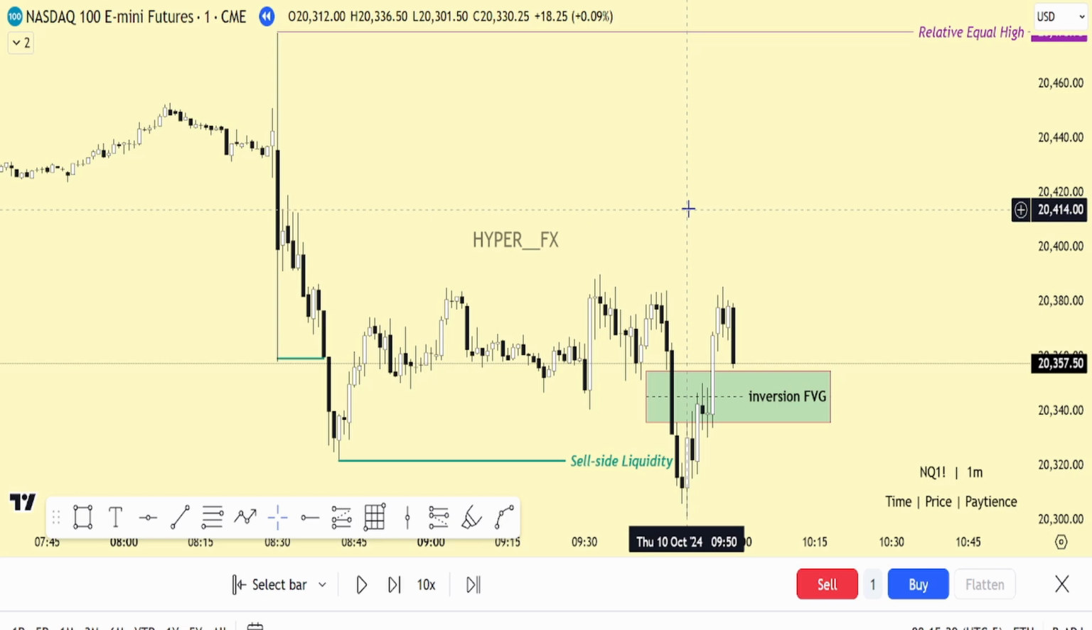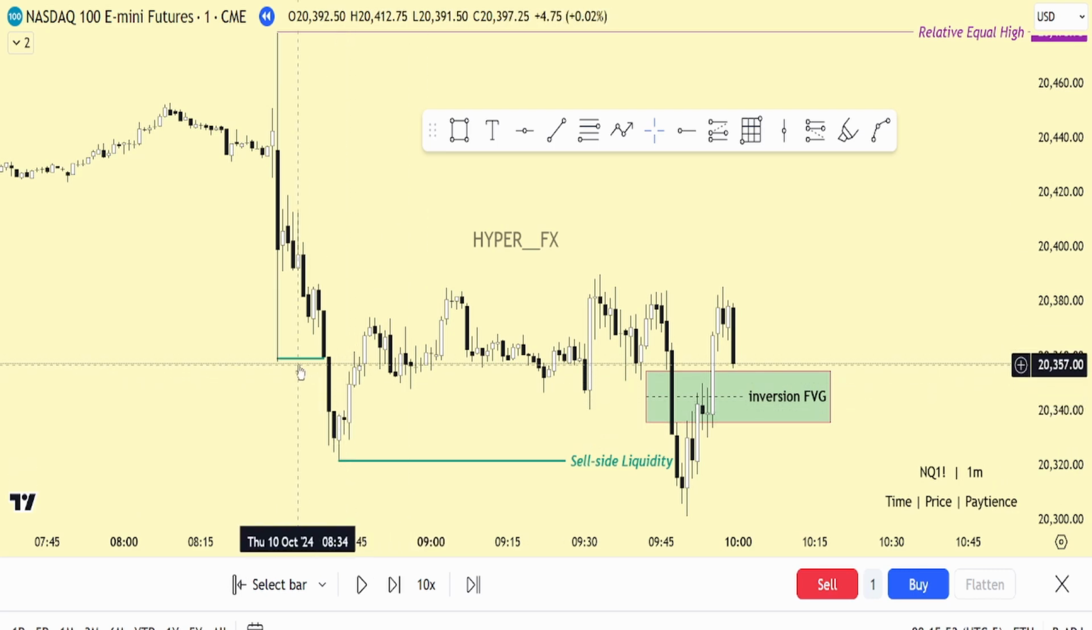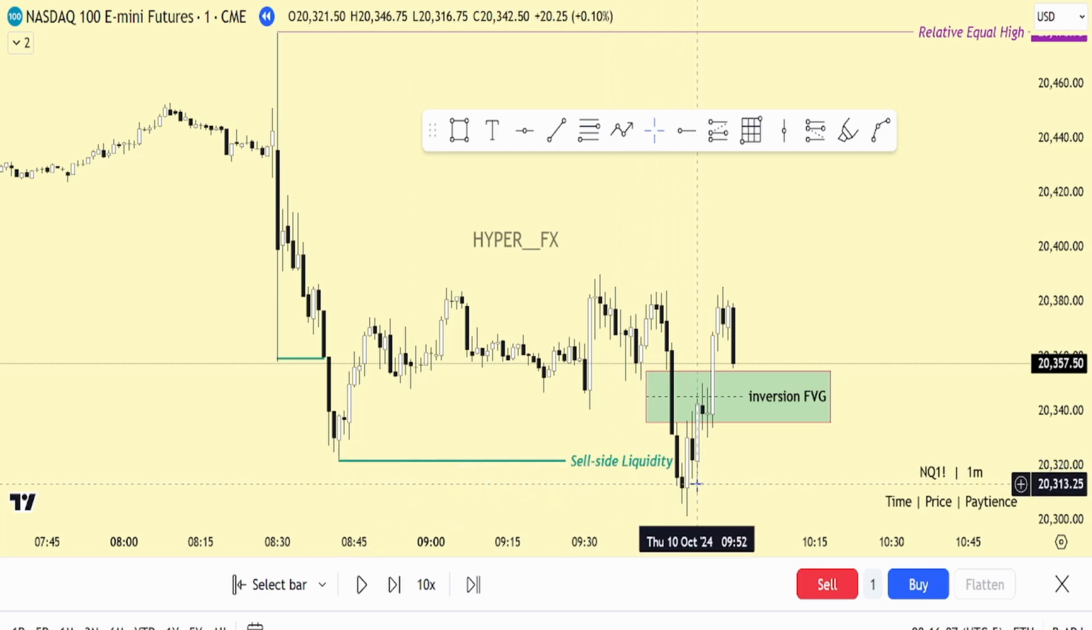Literally every day I'm coming to my chart by 9:30. Once I come to my chart by 9:30, I want to see all the swing lows that have been formed from 7 o'clock to 8:30. This swing point was formed by 8:30, this low was formed by 8:42, and this last low was formed by 9:50 a.m.